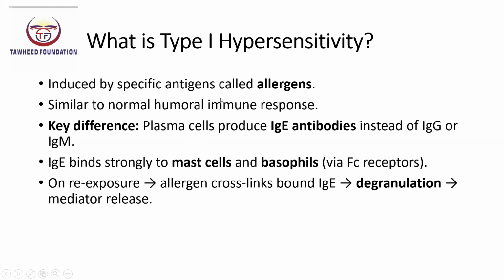It is induced by specific antigens called allergens. It is similar to normal humoral immune response. Key difference for type 1 hypersensitivity is plasma cells produce IgE antibodies instead of IgG or IgM antibodies. IgE binds strongly to mast cells and basophils via Fc receptors. On re-exposure, allergen cross-links bound IgE, which leads to degranulation, and then mediators are released.